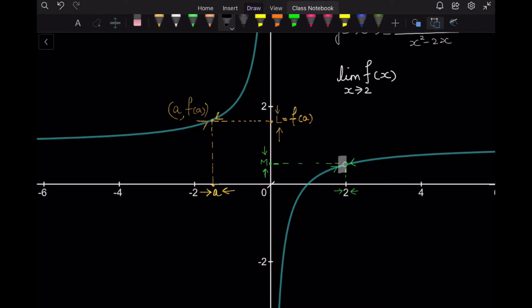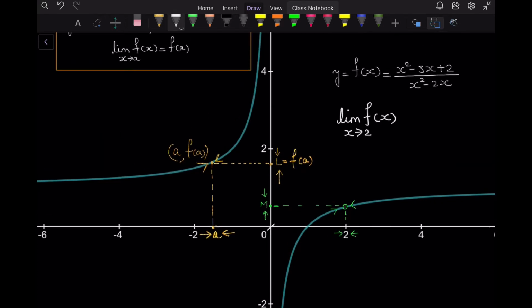The function is not defined at x is equal to 2, which means applying the direct substitution property in this case is out of the question. We cannot write this limit as equal to the value of this function at x is equal to 2. This is totally absurd.